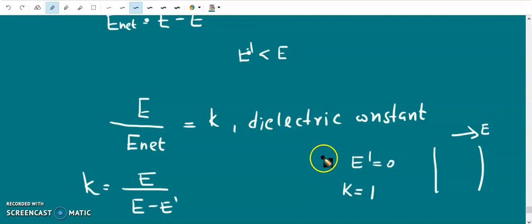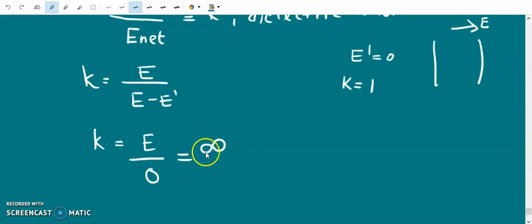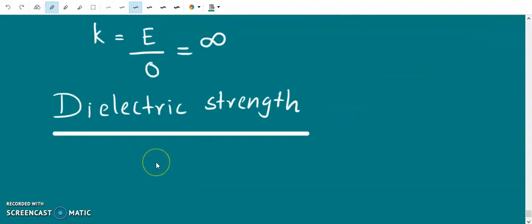And in the case of a conductor, we know that K is equal to E divided by E prime, where E prime has the same magnitude as that of E. So E by 0, which is infinity. So for conductors, the dielectric constant is infinity, but for dielectrics, the dielectric constant is a finite value greater than or equal to 1. And now we discuss the dielectric strength.